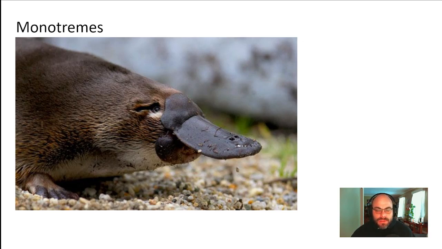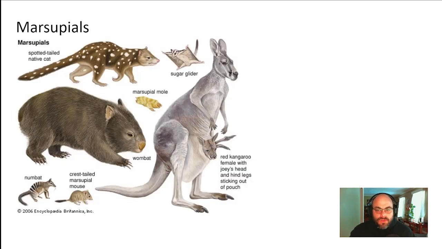This is a platypus. There are three groups of mammals that you need to know. Monotremes, these are egg-laying mammals. The duck-billed platypus and the spiny anteater are the two examples of monotremes. Sometimes you'll see spiny anteater called echidna. That's kind of like the name that people call it when they want to sound smart. Echidna.